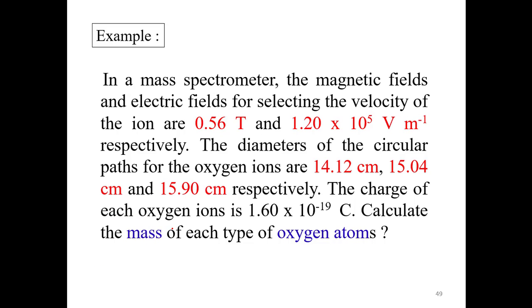The question gives you the electric field strength, 1.2 × 10^5 volt per meter, and the magnetic field strength, 0.56 Tesla. So this is B, this is E. And also the diameters of the circular paths, three diameters: 14.12, 15.04 and 15.9 centimeter. And the last one is the charge of the oxygen ions, 1.6 × 10^-19.